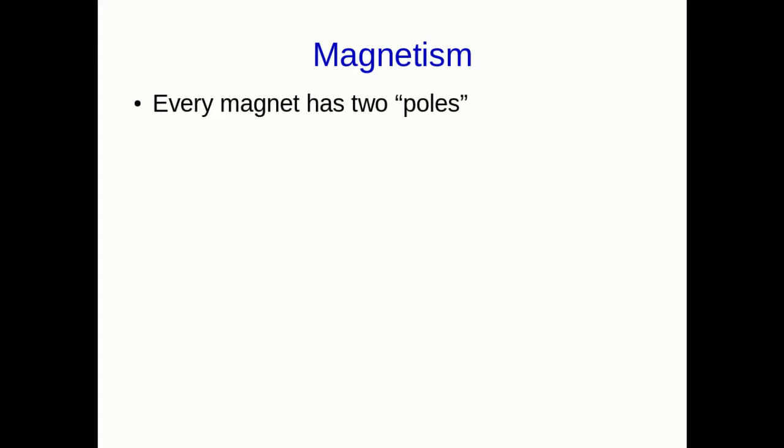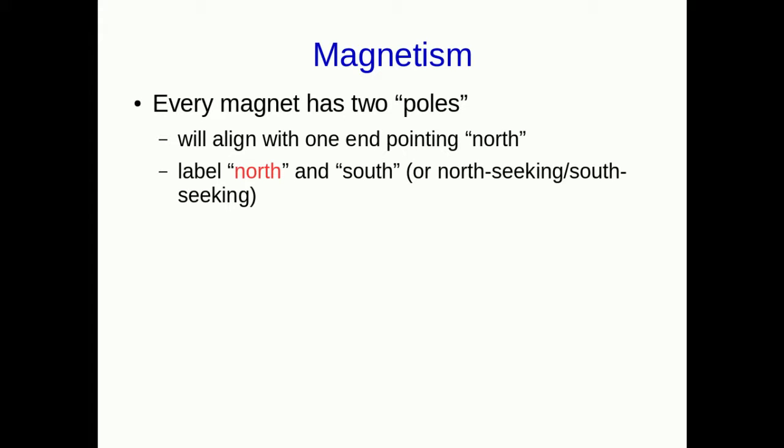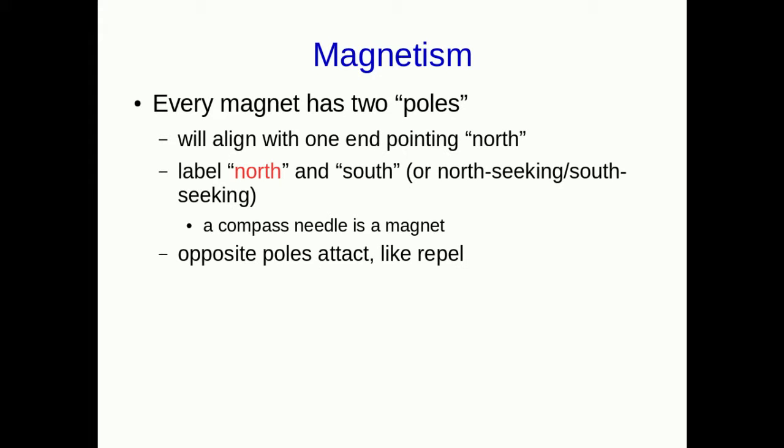So everything we call a magnet has two poles. And if you hang a magnet so that it's free to rotate, it'll align with one of those poles pointing north. So we label the poles north and south, or more precisely, we'll call them north-seeking and south-seeking. And a compass needle is a magnet. Now, what's going on is that it's interacting with the Earth, which is also a magnet. And you can observe that opposite poles attract and like poles repel.